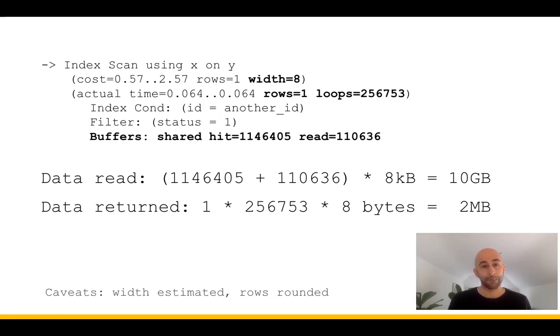The amount returned we can estimate based on the average number of rows, which remember could be anything. It's 1 in this case, but it could be anything from 0.5 to 1.5, so it's quite a big variance even in that number. Multiply that by the number of loops, multiply that by the estimated average width, which is in bytes, in this case 8 bytes, and we get a total of 2 megabytes. So huge discrepancy there. We've read 10 gigabytes of data to return 2 megabytes, something to look into. Wonderful.